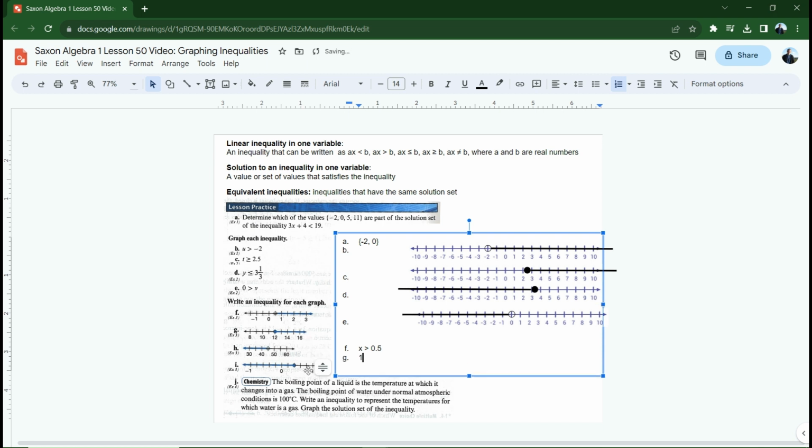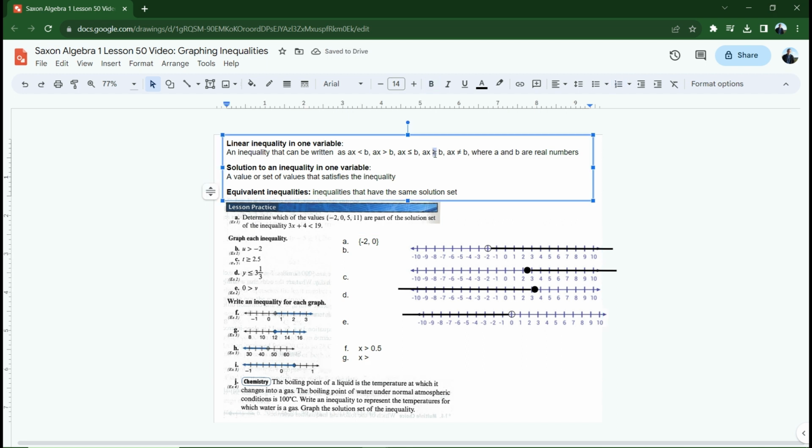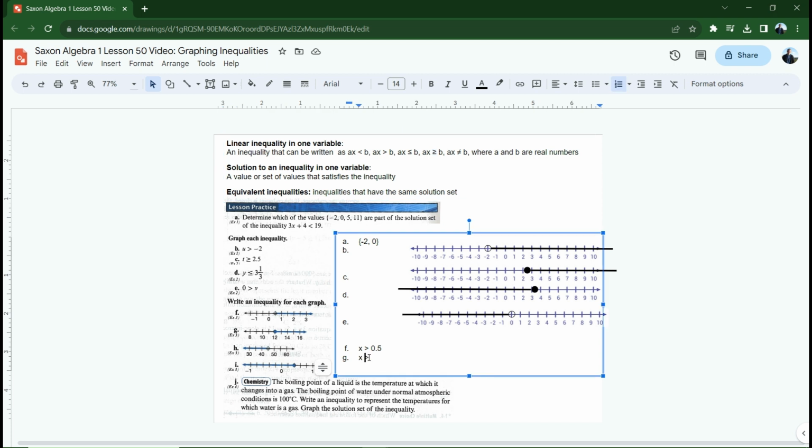Letter G, 12. Let's see, I'm going to start with x. X is greater than or equal to, I got to use greater than or equal to. Let me just grab that symbol from up here. X is greater than or equal to 12 because it's a filled in circle, so it has to be greater than or equal to. Letter H, move this up a little bit. X is less than, let's see, and here we have 45 because it's halfway between 40 and 50, so it has to be 45.